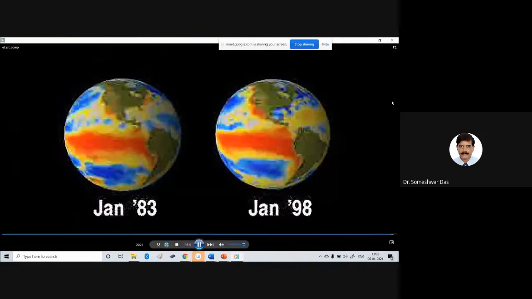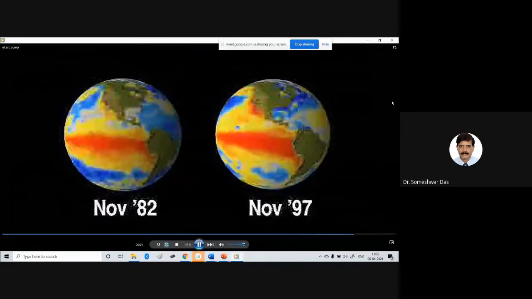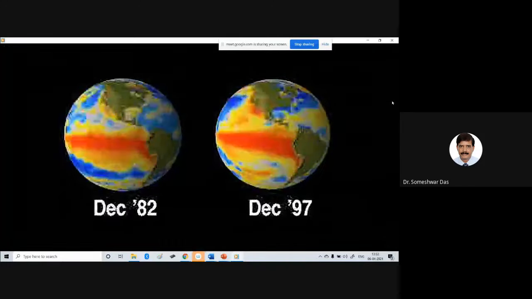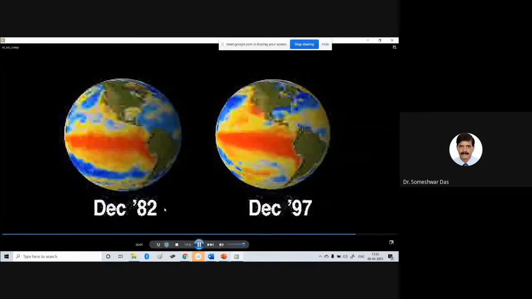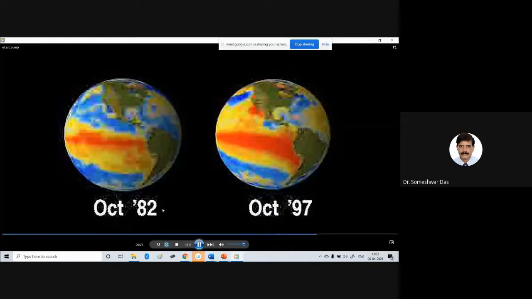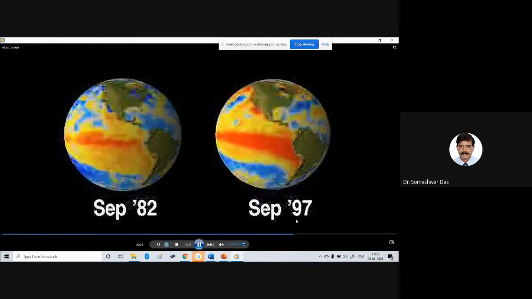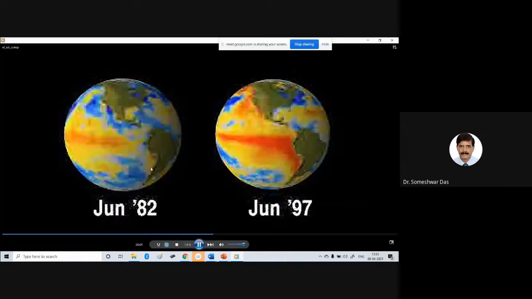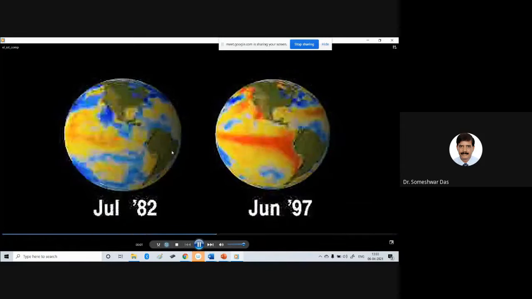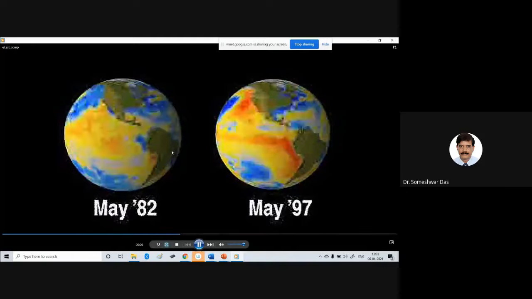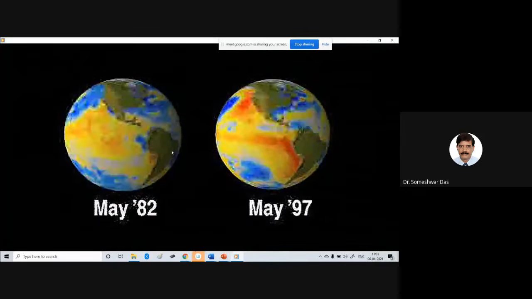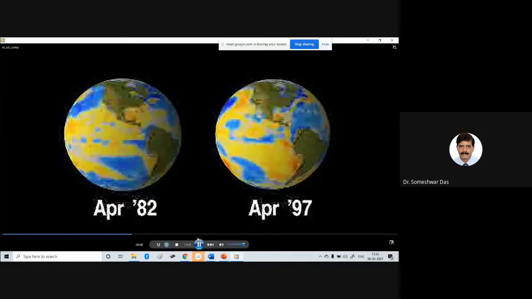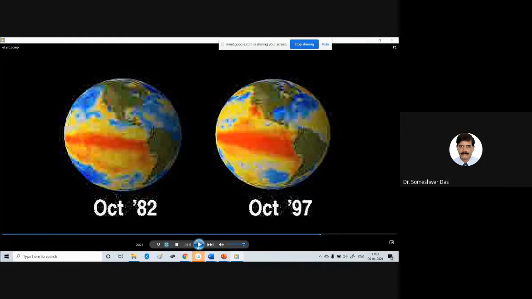So what you can see again is the evolution of the SST, sea surface temperature, during two contrasting years, 82-83 and 97-98, starting from 96. It is a comparison between two different El Nino years. What is the most prominent feature during the El Nino season? Can one of you tell me?